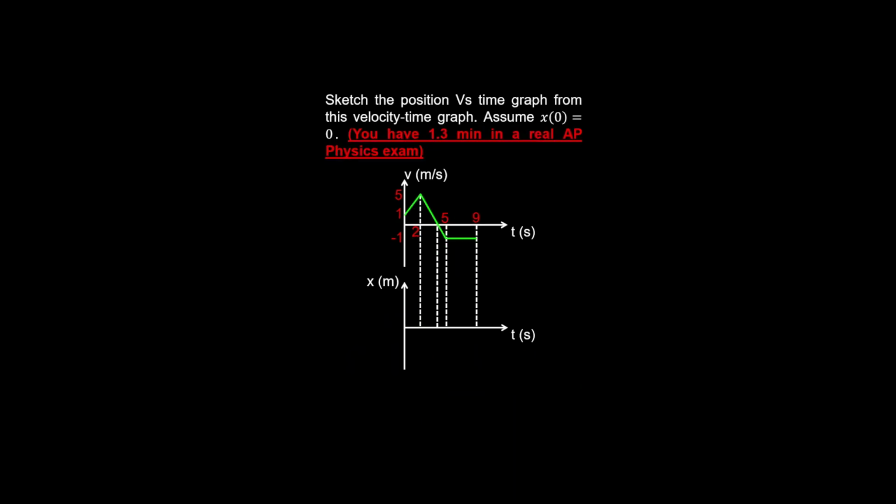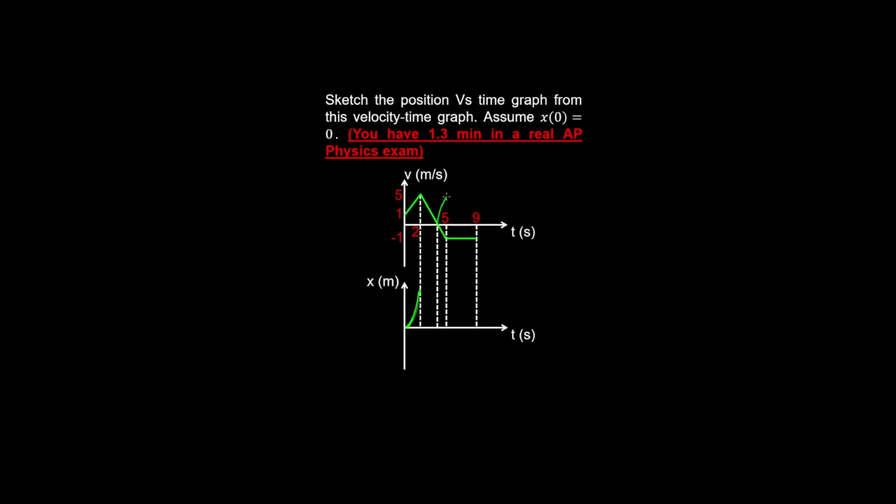Sketch the position versus time graph from this velocity time graph, and taking our initial condition of x of 0 is 0. Well, the velocity gives the slope of the tangent to the position time curve, so if the velocity is linear, then the position versus time curve is parabolic. And from 0 to 2 seconds, the velocity is increasing and positive, so therefore the slope of the tangent to the curve is going to increase.